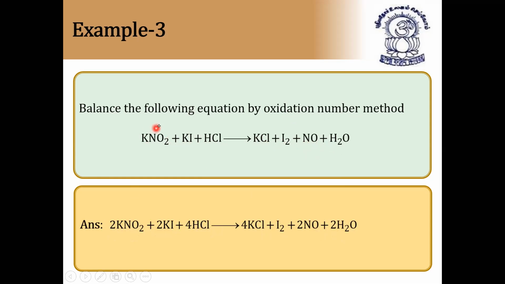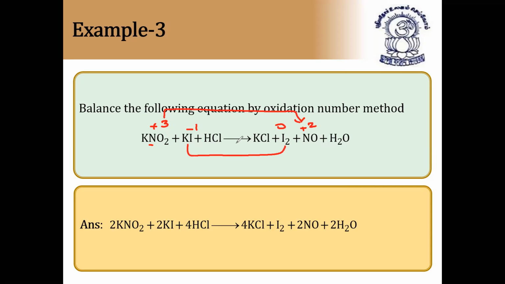So here also you can identify the oxidation state of nitrogen. So the oxidation state of nitrogen here is how much? Plus 3. Because 1 minus 4 is equal to 0, so it becomes minus 3. So x minus 3 is equal to 0, which means x is equal to plus 3. And what is the oxidation state of nitrogen here? Plus 2. So nitrogen is decreasing. And here iodine is minus 1, and here iodine is 0. So there is an increase in oxidation number and a decrease in oxidation number.